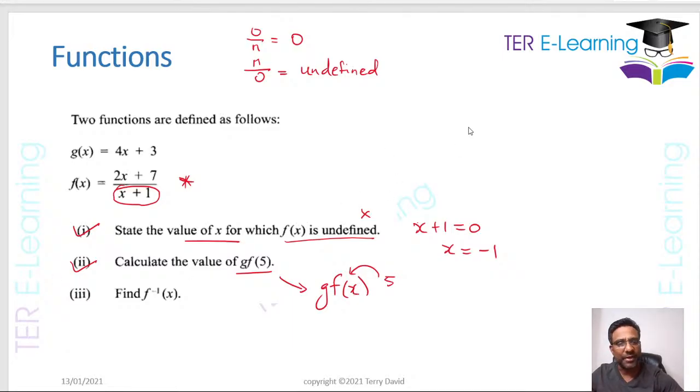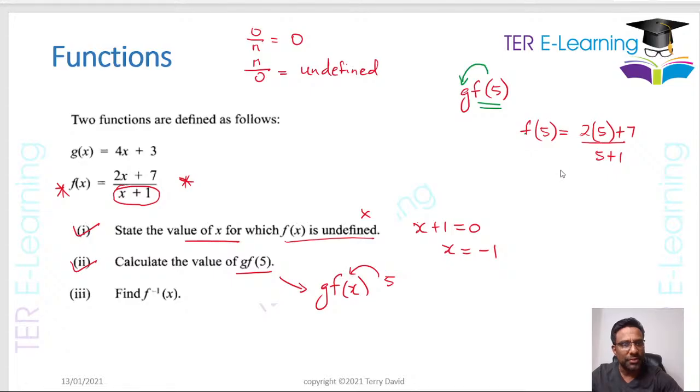So what I would do, if I were you, is this. For gf of 5, first of all I would find f of 5, and when I get f of 5, I'm going to take that answer and plug it into g. Let me show you what I mean. First things first, let's find f of 5. That means I'm going to plug 5 into this function here. So that is 2 multiplied by 5 plus 7, divided by 5 plus 1.